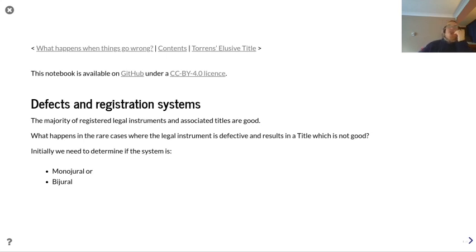Defects in registration systems. The majority of registered legal instruments and associated titles are good. What happens in rare cases when a legal instrument is defective and results in a title which is not good? Well, that is all framed by the type of system it's registered through, whether it's monojural, simply managed by the common law or background law, or if it's bijural, has multiple legislative frameworks.